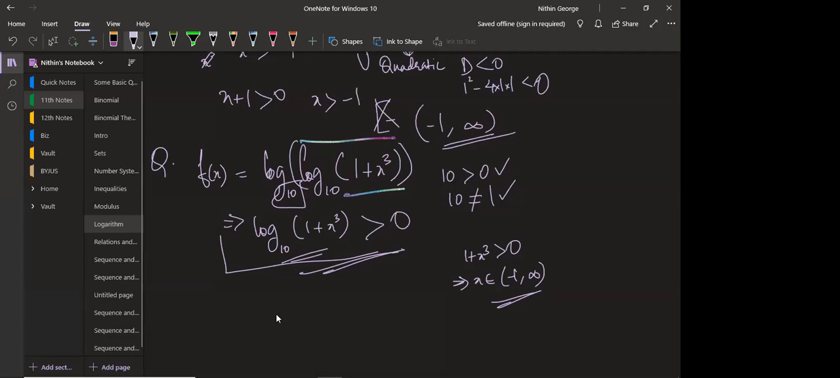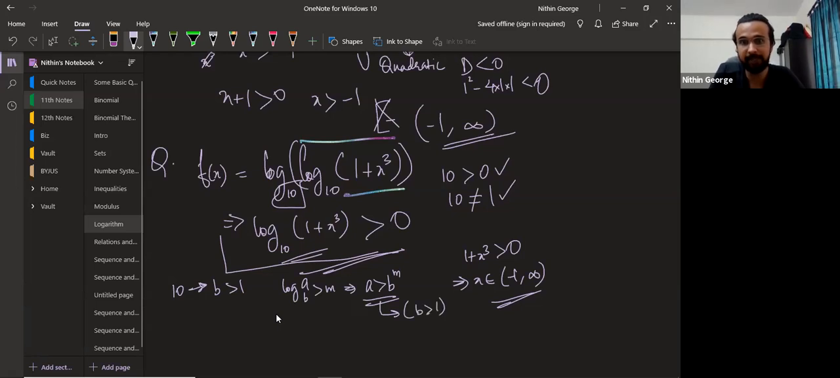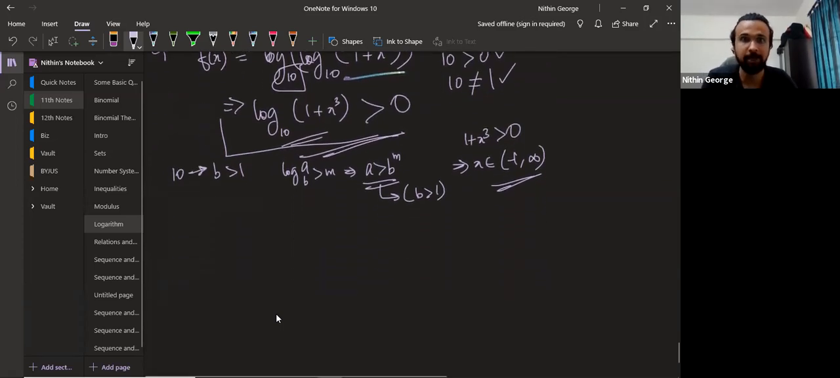Sir, is it 1 plus x cube greater than 10 power 0? Fantastic. This base value 10 is greater than 1. So we had a property that if log a to the base b is greater than m, it means that a is greater than b power m. But that is only when the base is greater than 1. If the base is less than 1 and greater than 0, the sign will flip: a will be less than b power m. Just remember that.